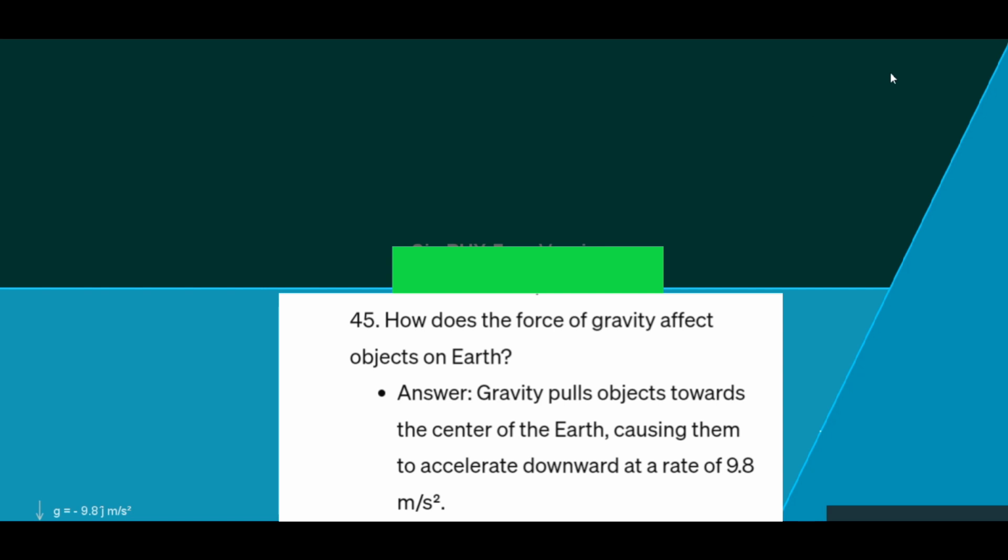How does the force of gravity affect objects on Earth? Answer: gravity pulls objects towards the center of the Earth, causing them to accelerate downward at a rate of 9.8 meters per second squared.